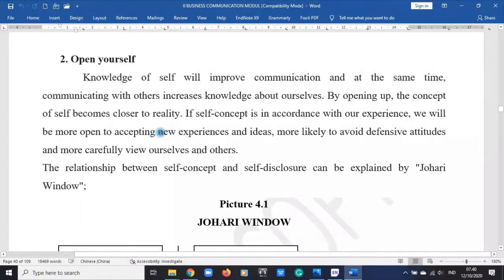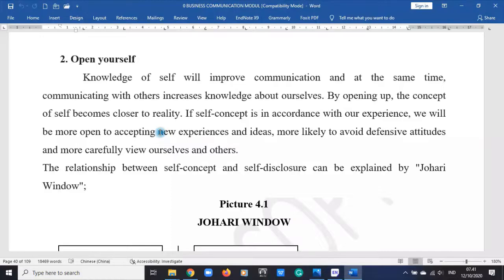And then open yourself. Like last meeting, we already talked about it. Creative people usually are really open-minded. Knowledge of ourselves will improve communication, and at the same time, communicating with others will increase our knowledge about ourselves.